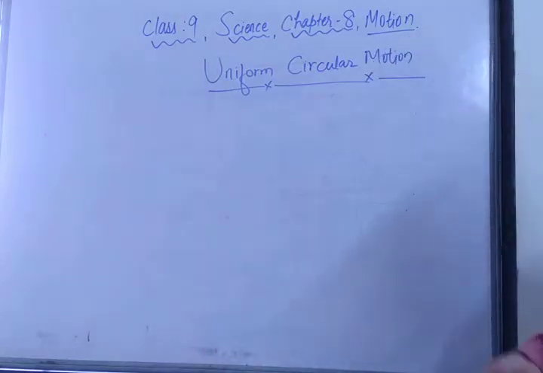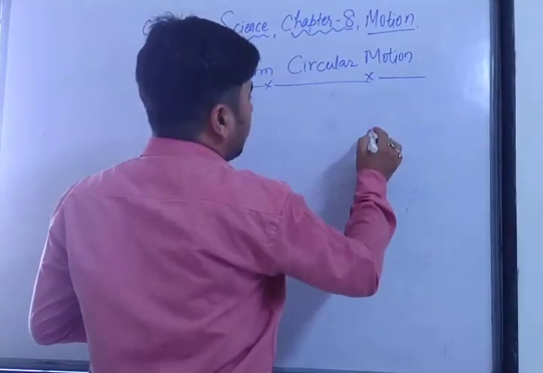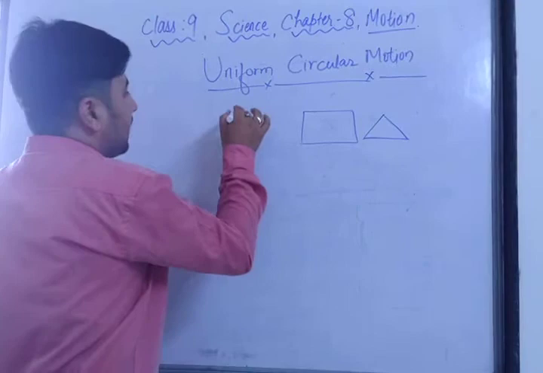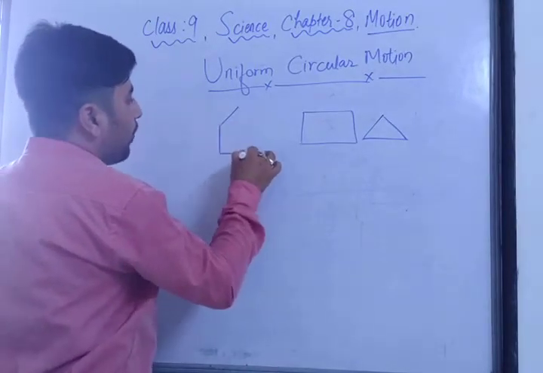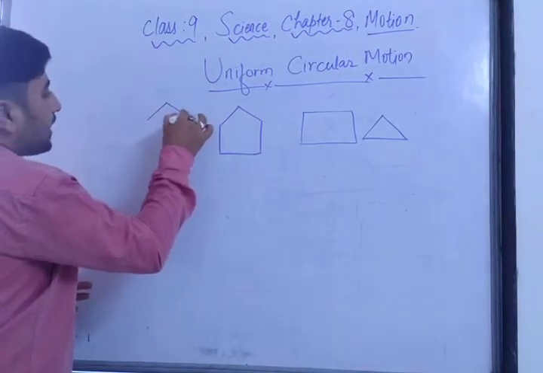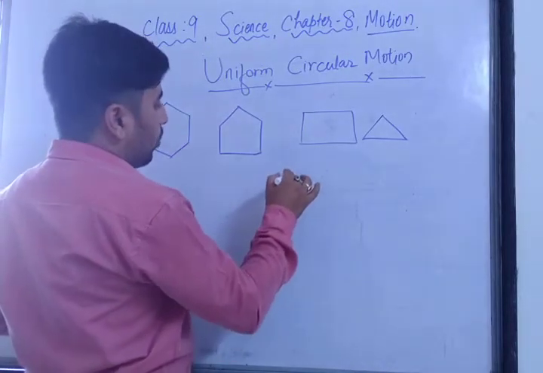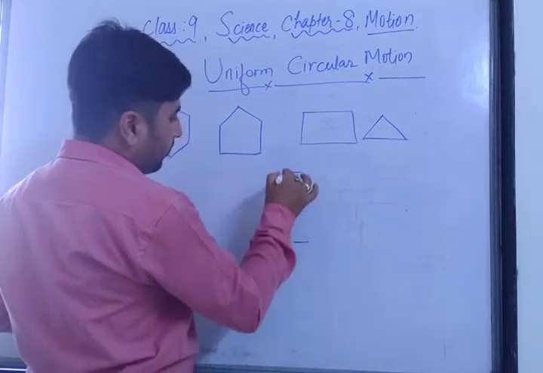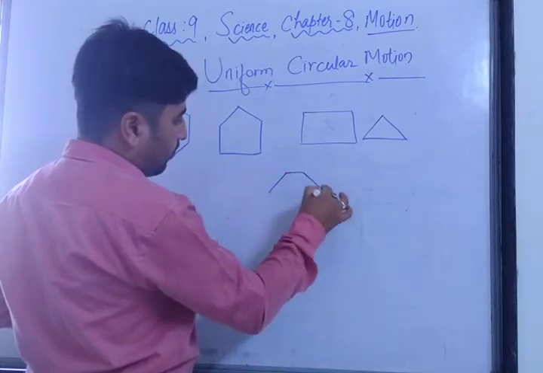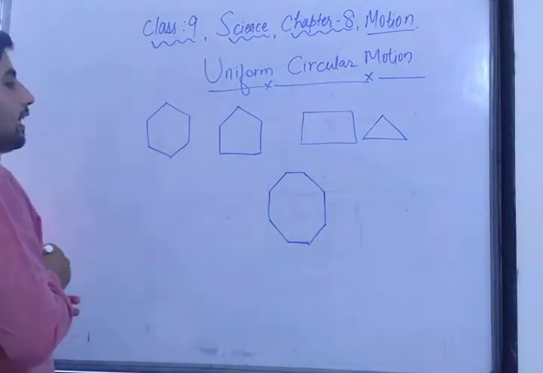Now the question is, what about the circular? How does this circle come about? As an example, just suppose this is a triangle, this is a rectangle, and now I am talking about the pentagon, meaning 5 equal sides. Have you seen this? Now a hexagon, 6 equal sides. Now an octagon, 8 equal sides. See, 8 equal sides. This is called an octagon.